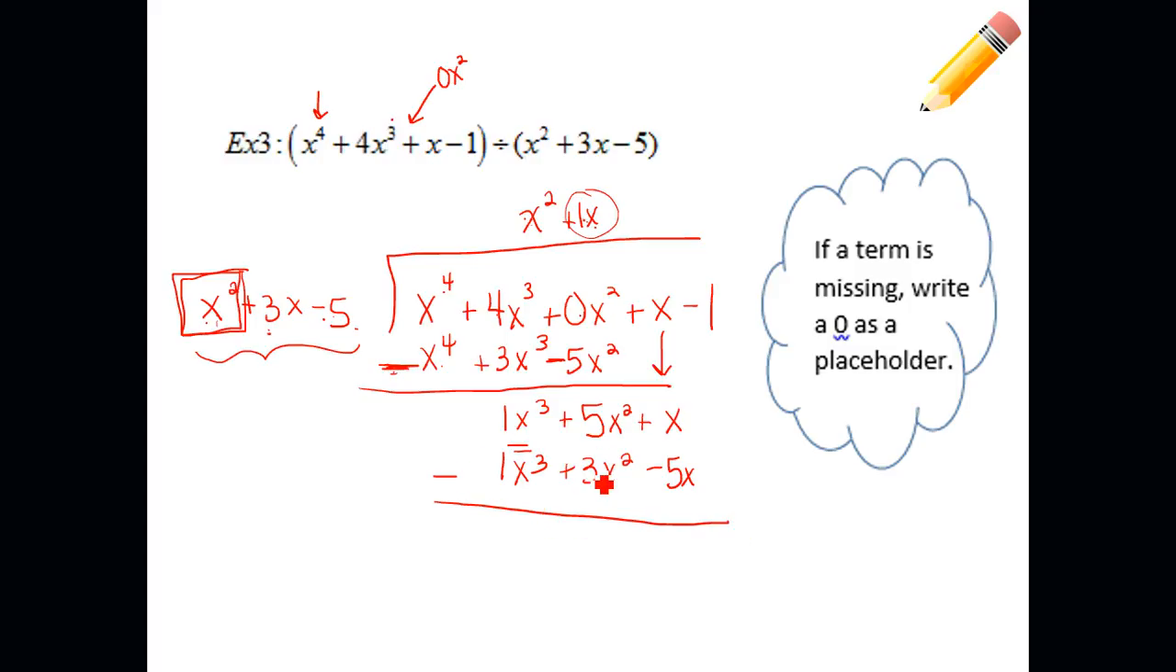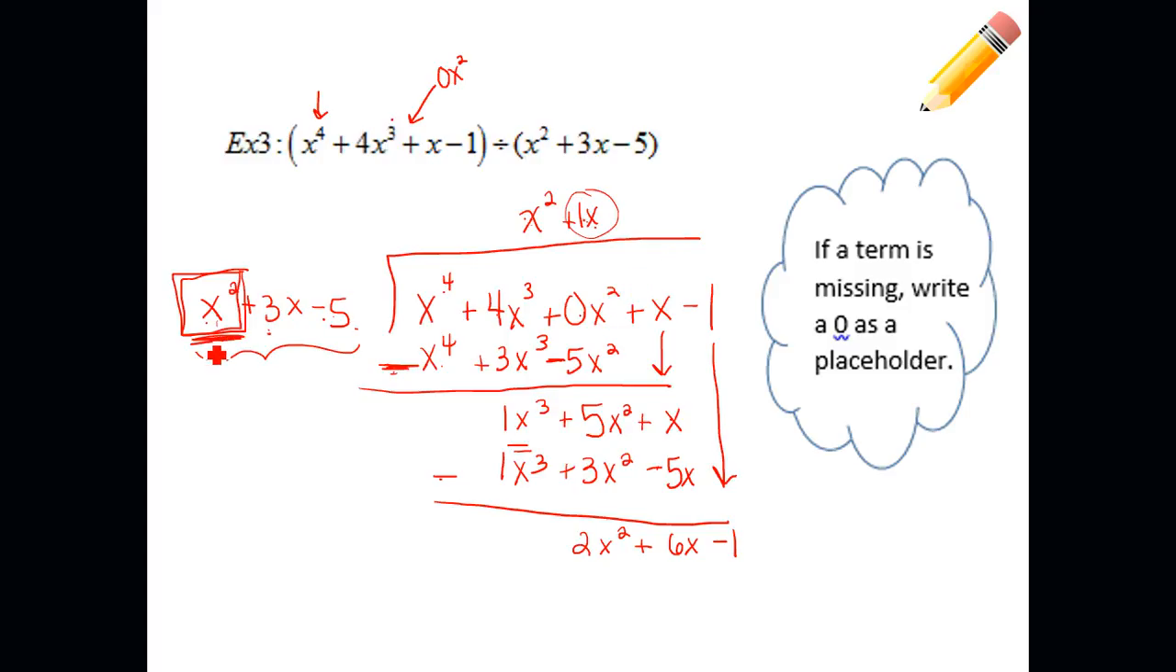5x squared minus 3x squared is 2x squared. 1x minus negative 5. Oops, I heard minus a negative. That's like an add. So 5x plus an x would make 6x's. Okay, I'm going to drop down the next term, negative 1. This is why they call it long division, you guys. All right, last time. Here we go.